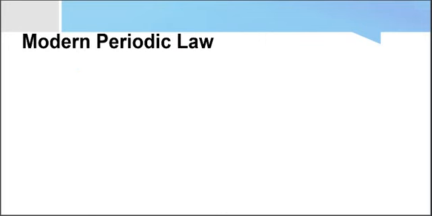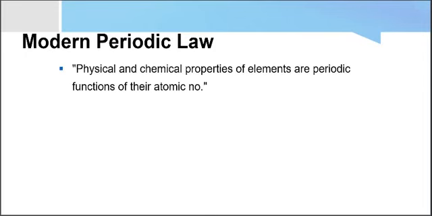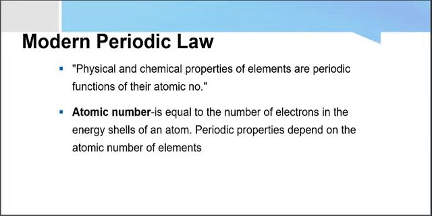So before periodic properties, we need to know what is modern periodic law. Modern periodic law is basically formed by Moseley's law. It states that all the physical and the chemical properties of elements are periodic functions of the atomic number. So according to Moseley's law, the elements were arranged in the periodic table in the increasing order of the atomic number.